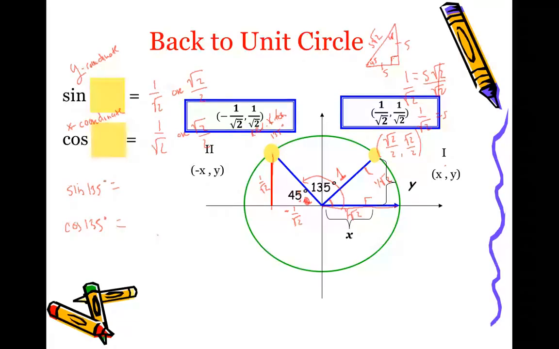So your sine, which is your y-coordinate, is 1 over root 2, and your cosine, which is your x-coordinate, is negative 1 over root 2. Right? So if you know the reference angle and you know which quadrant it's falling in, you can figure these out. You've got this. And we can do that in the other two quadrants as well, right?